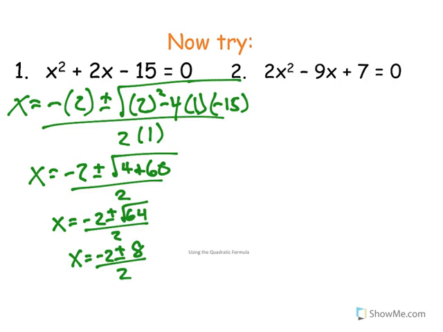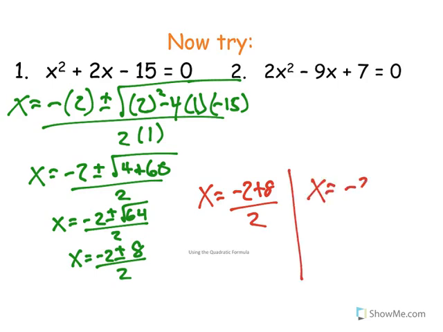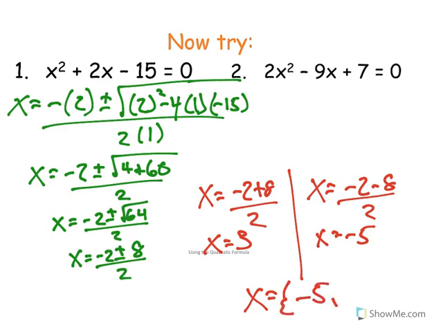So I'll split it up over here. So I've got negative 2 plus 8, and I've got negative 2 minus 8. So here it becomes negative 2 plus 8, which is 6, divided by 2 is 3. Here it's negative 2 minus 8, which is negative 10 divided by 2, which is negative 5. So my roots should be negative 5 and positive 3. And again, if you were to go back and factor it from the beginning, you get x plus 5 times x minus 3, which would give negative 5 and positive 3.